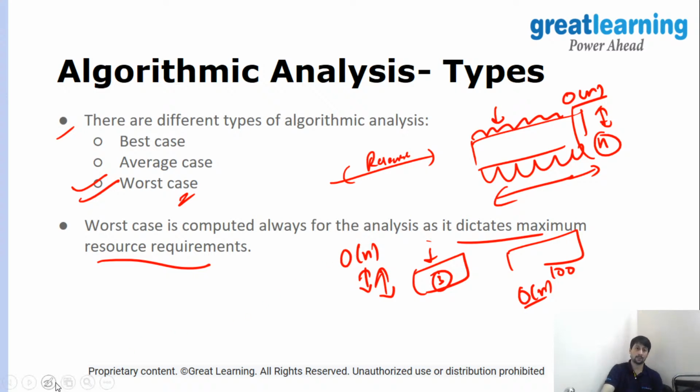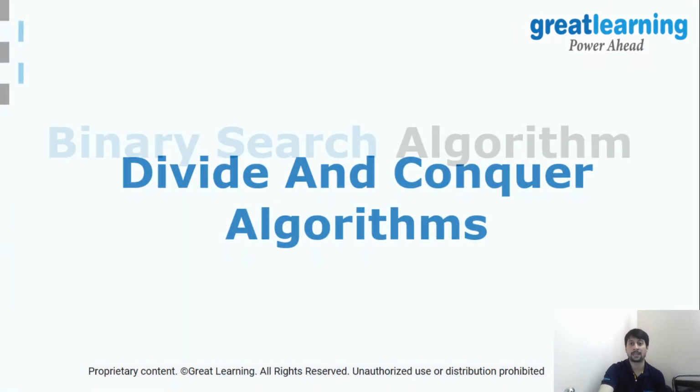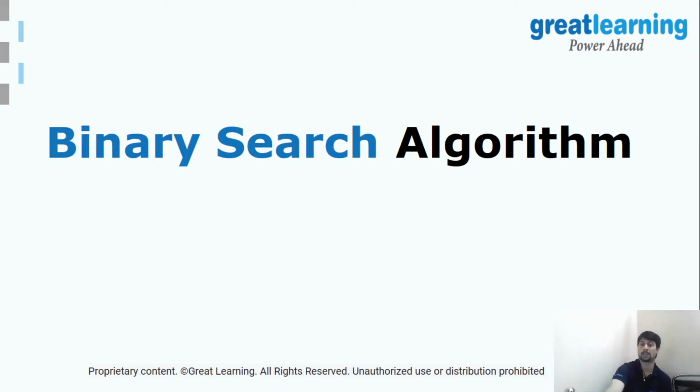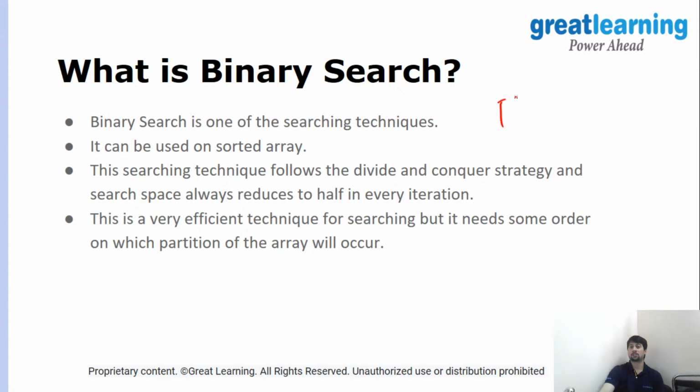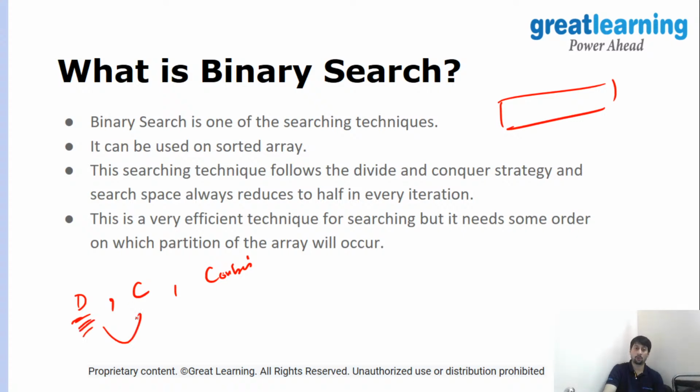Okay, done. Now let's talk about our first algorithm which follows a divide and conquer approach, binary search. What do you mean by divide and conquer? Whenever you talk about divide and conquer algorithms, there are three things: divide, conquer, and combine. You first divide your problem, then you conquer the pieces one by one. We'll see what conquering means when we talk about merge sort and quick sort.